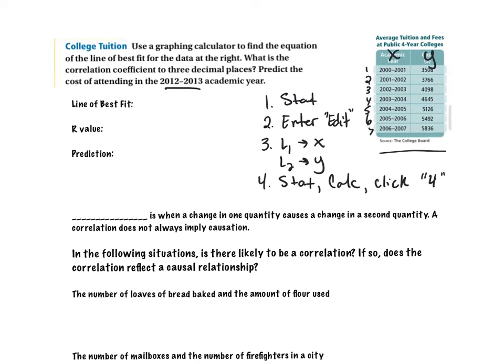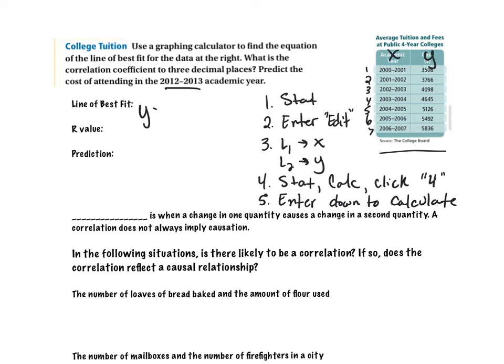What that brings up is a linear regression on the calculator, and most of that you don't really care about. So you just hit Enter to get to Calculate, down to the Calculate, and that gives you your line of best fit. Then I just write that equation out.